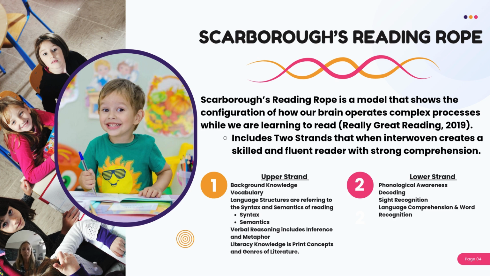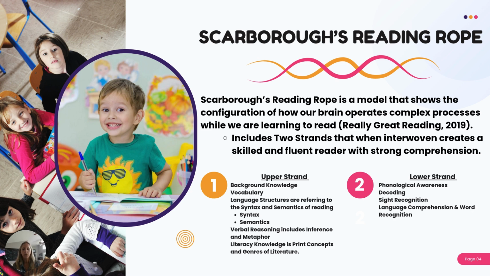Comprehension is key to reading. Verbal reasoning includes inference and metaphors. Inference equals what students know plus what they read. And then metaphor is knowing that there is a comparison between similar things and then identifying them through word phrases. Literary knowledge is print concepts and genres of literature. Next, we'll take a look at the lower strands.